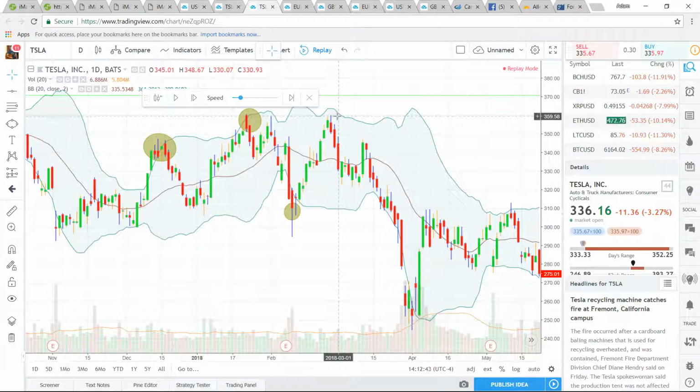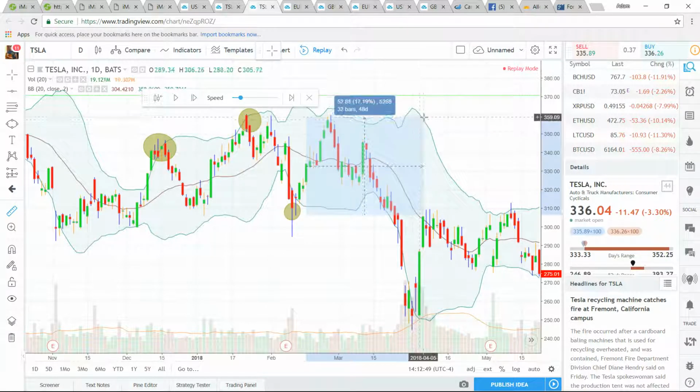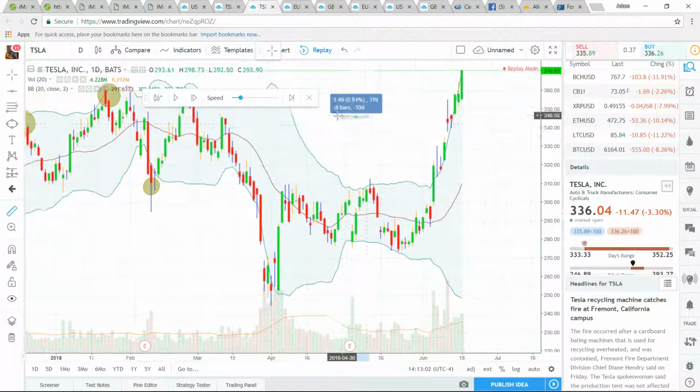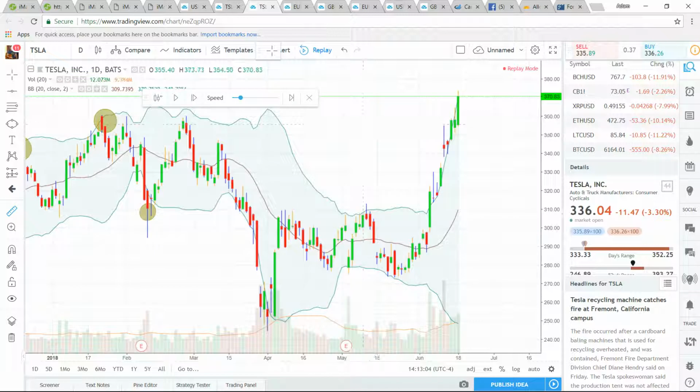Boom. And I mean, these aren't little moves either. From, let's just say, even here to about here. 531 pips. That is a lot. That's a big move. Same thing here. As you can see, touch the Bollinger Band, boom, escape.